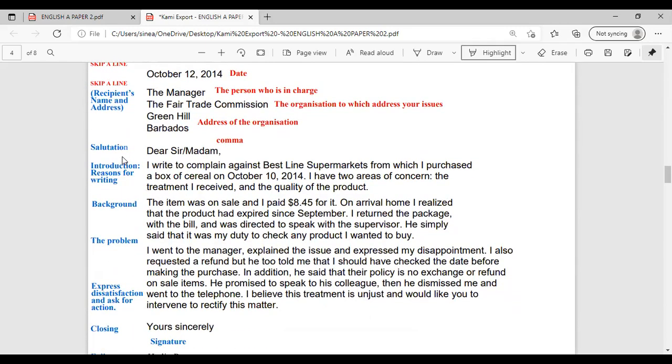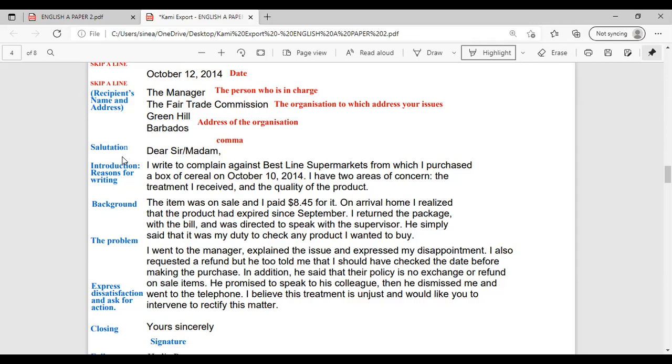So, the beginning of your letter, your introduction. We'll begin our introduction by saying the reason in which you are writing. You are writing to complain. So, I write to complain against Best Line Supermarkets, from which I purchased a box of cereal on October 10, 2014. Again, we see the name of the supermarket, the item which you purchased, as well as the particular date on which you purchased it.